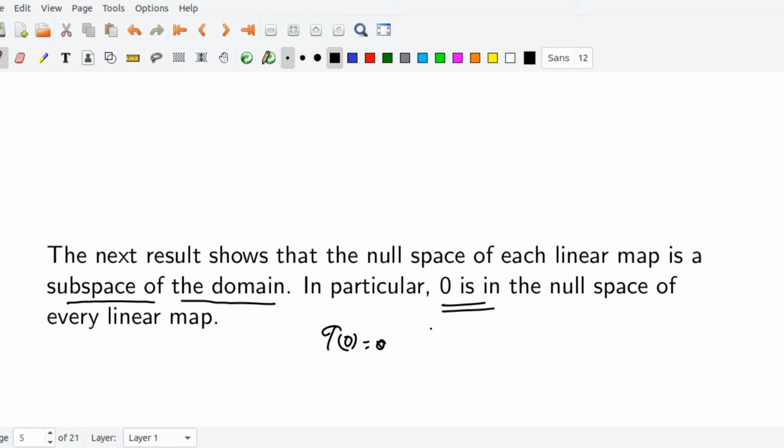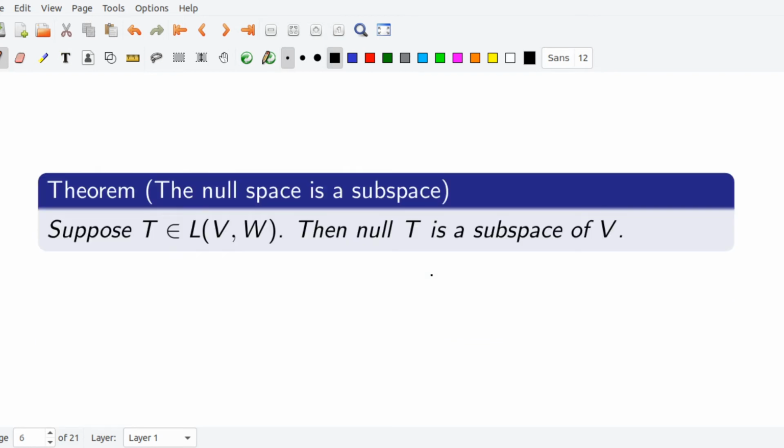The next very important theorem is that the null space of a linear map is a subspace. Consider T an element of L(V, W). Then null space of T is a subspace of V. Here T is a linear map, hence T(0) is always equal to 0. So definitely the 0 vector belongs to the null space of T.